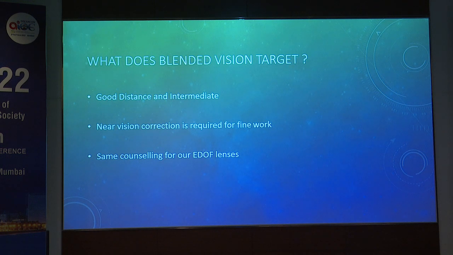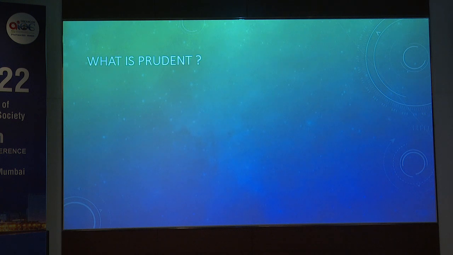And what we realize is the same counseling is being done for our EDOF patients. So this is what exactly we tell our EDOF patients. So if we compare, it is the EDOF versus monovision that we would normally be looking at. What is prudent is whether we should be doing an EDOF or a mini monovision in these patients.